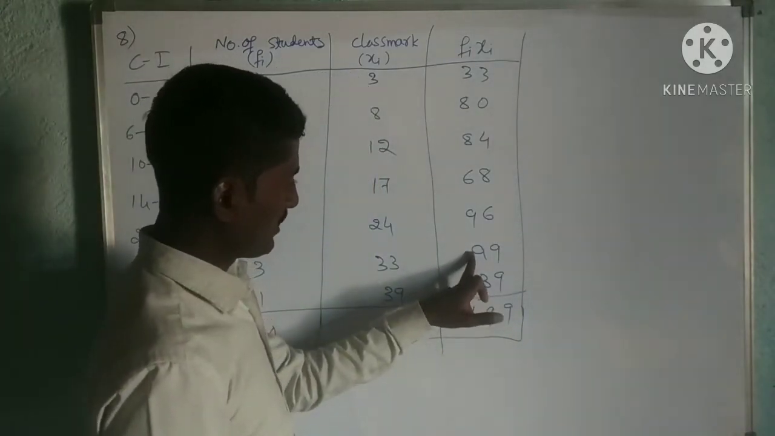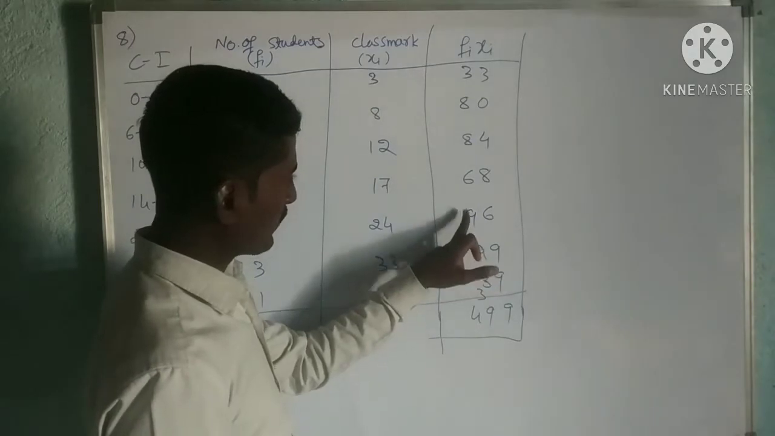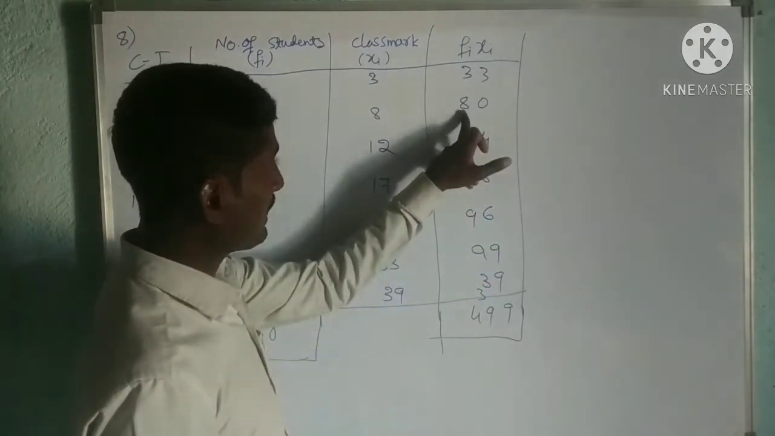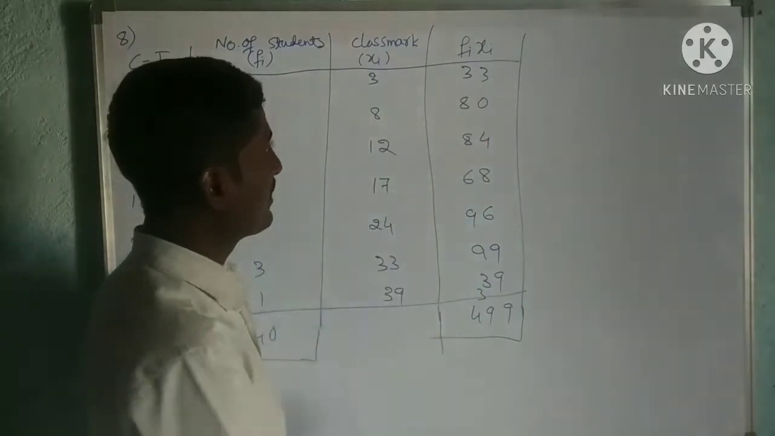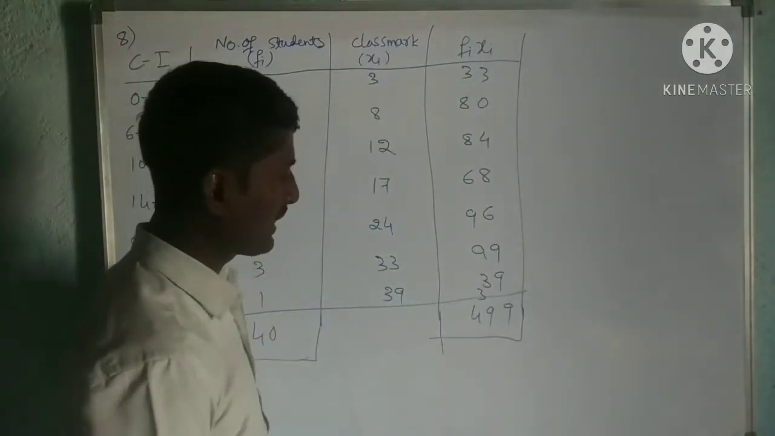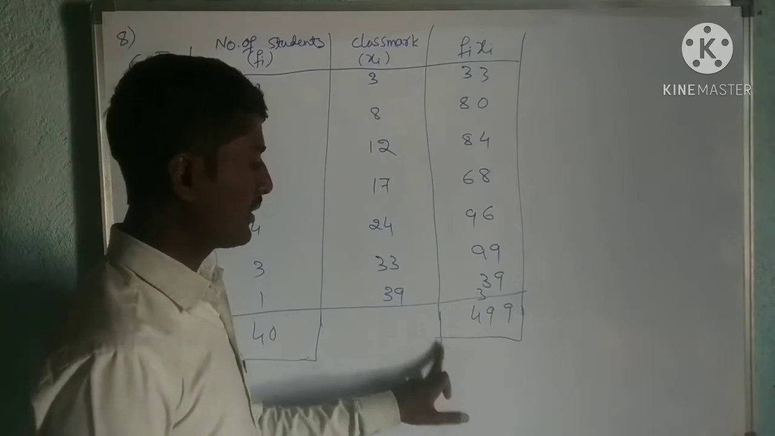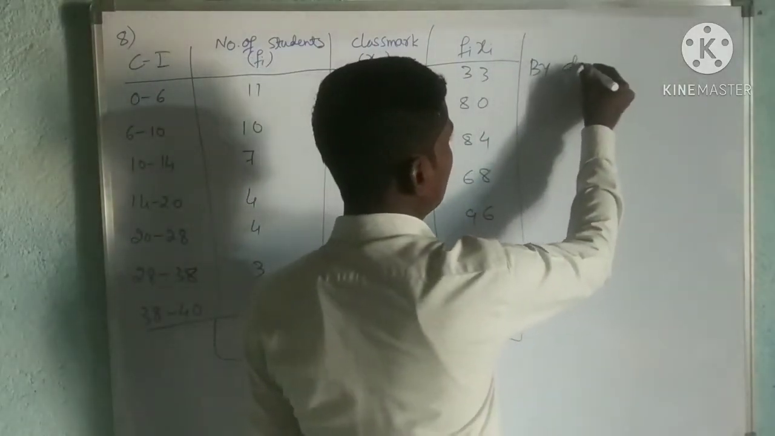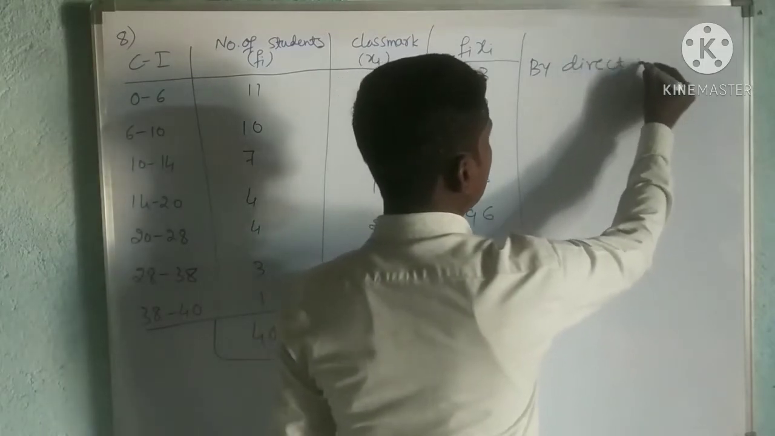6, 15, 24, 30, 38. 38 means 40. 38 means 46. 46 plus 3, 49. Okay. And now we have to find what? Mean, by direct method.